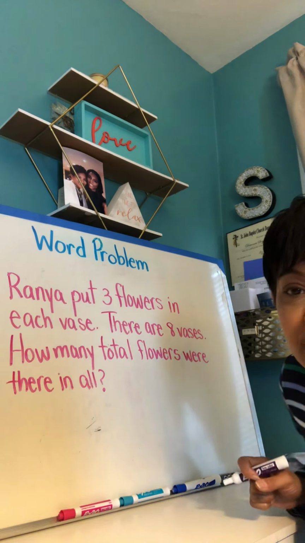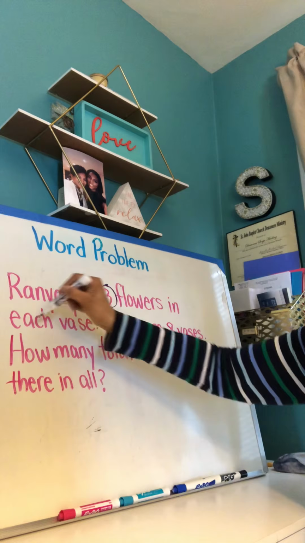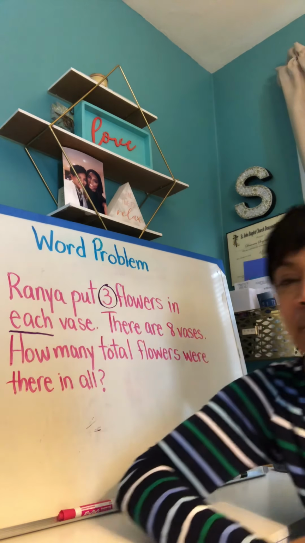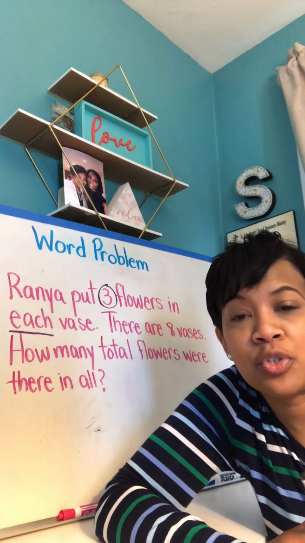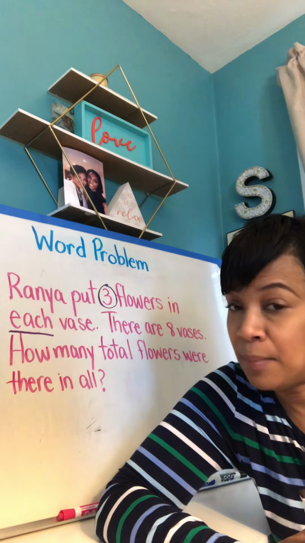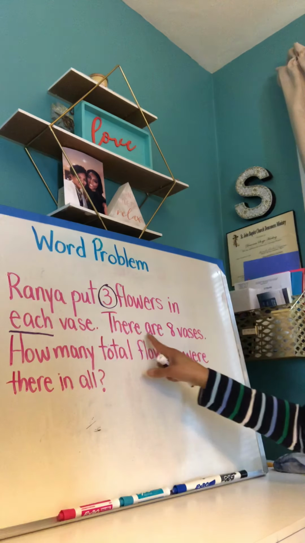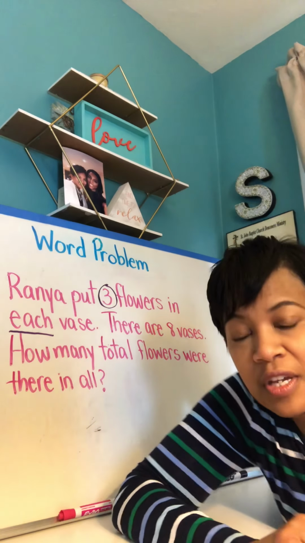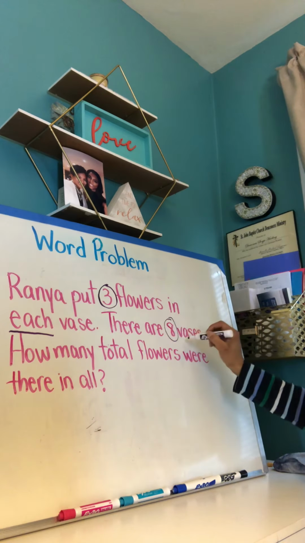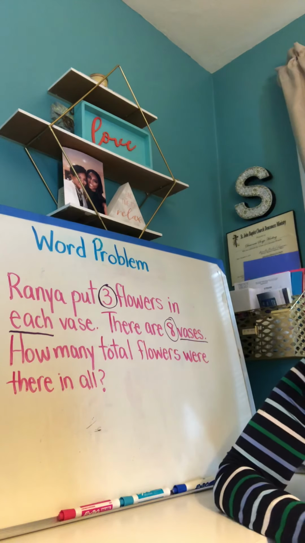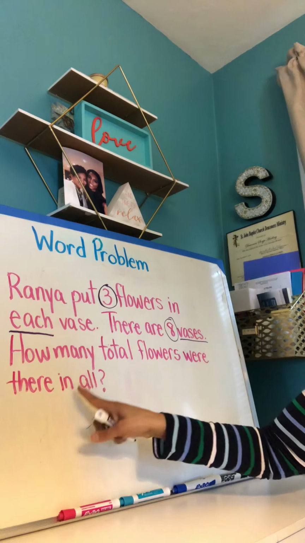If you said 3 flowers, you are correct. I'm going to circle the number 3. And the word each is very important. We've talked about how each can be used different ways to solve different word problems using different operations, whether you need to multiply or if you have to divide. So let's look at the next sentence. There are 8 vases. What do you think is important there? If you said 8 vases, you're right. 8 and vases.